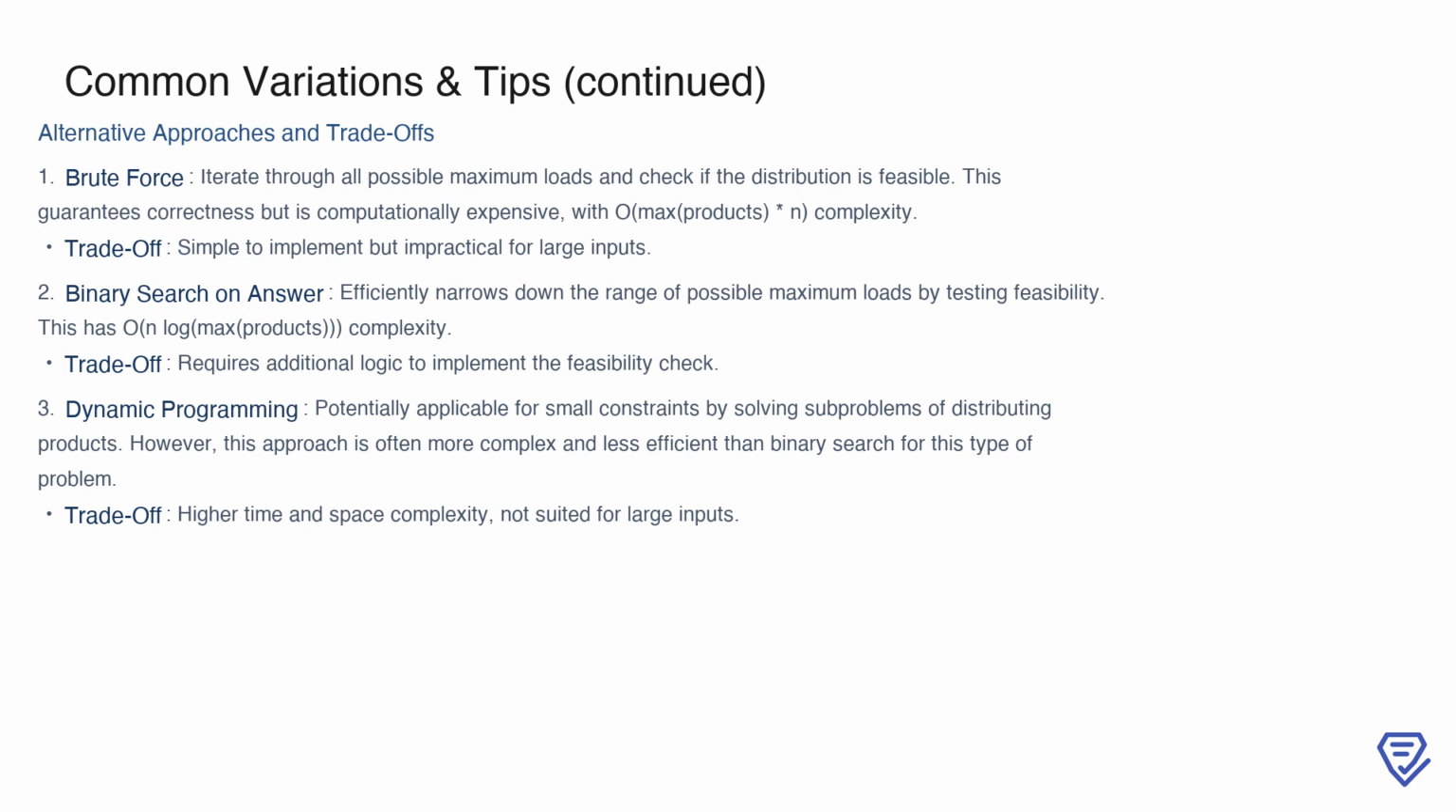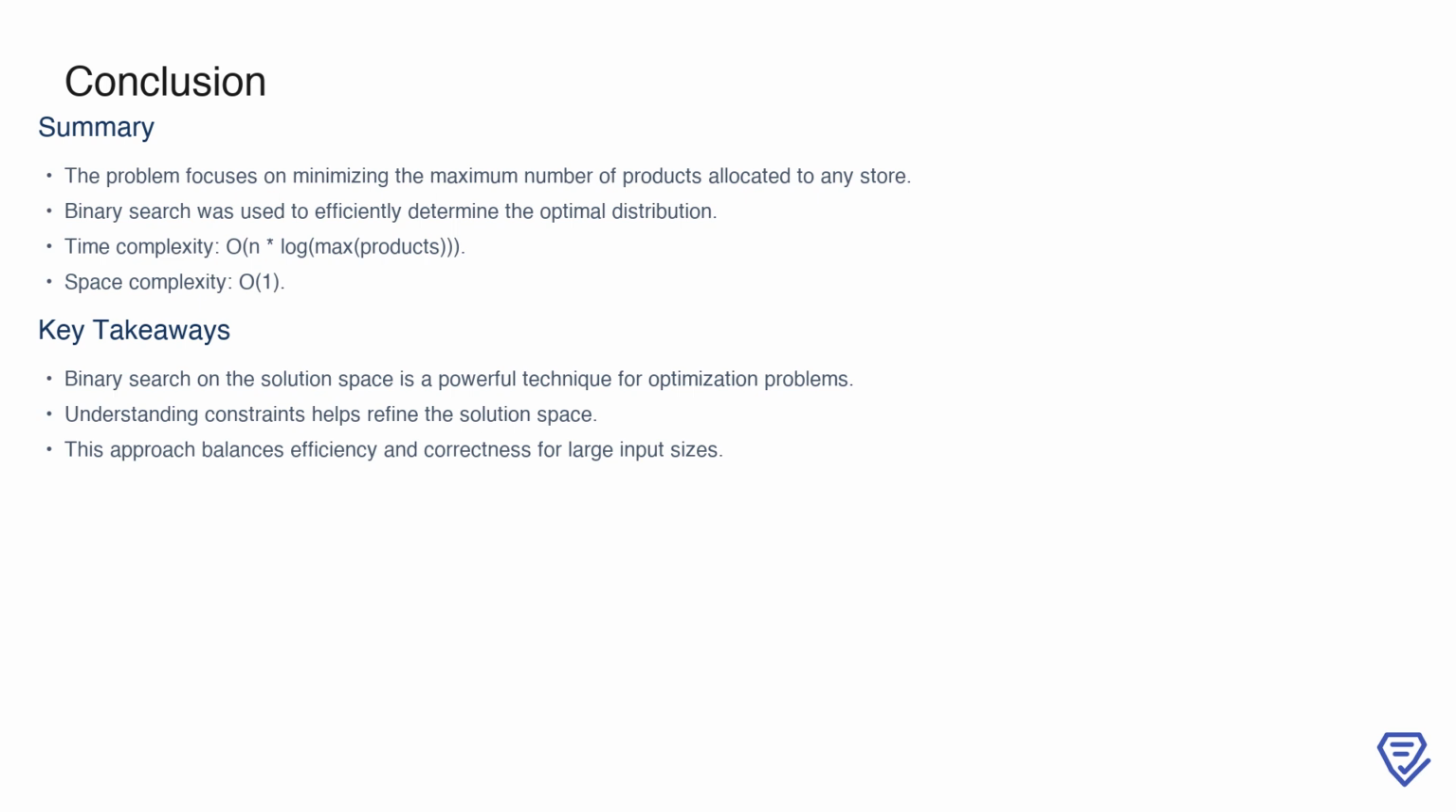Another potential approach is dynamic programming, where you solve smaller subproblems of product distribution. While this can work for small constraints, it typically involves higher time and space complexity compared to binary search, making it less suitable for large inputs. Each method comes with its own trade-offs, and understanding these helps you choose the right strategy based on the problem's constraints and requirements.